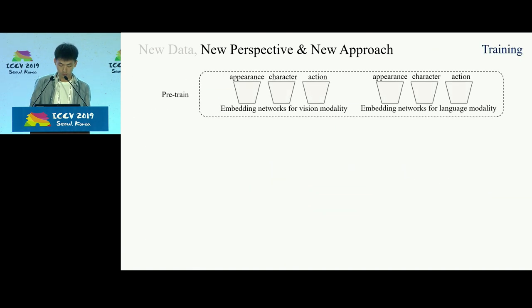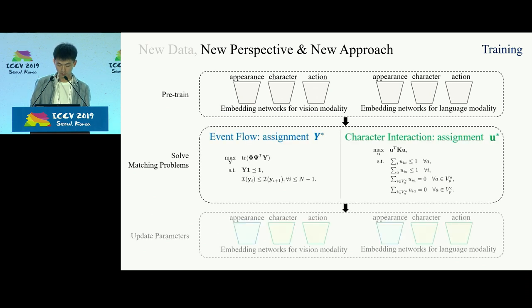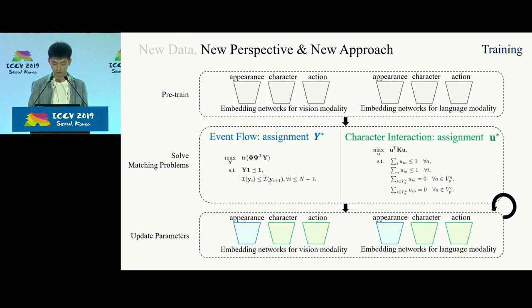For training, we first pre-train embedding net models to project elements from different domains into joint space. Then we adopt an EM-like procedure to fine-tune the models since we do not have node-to-node association in both modules. We obtain assignment results and similarity scores from both event flow module and character interaction module by solving graph optimization problems respectively. And then we update model parameters using pairwise ranking loss.